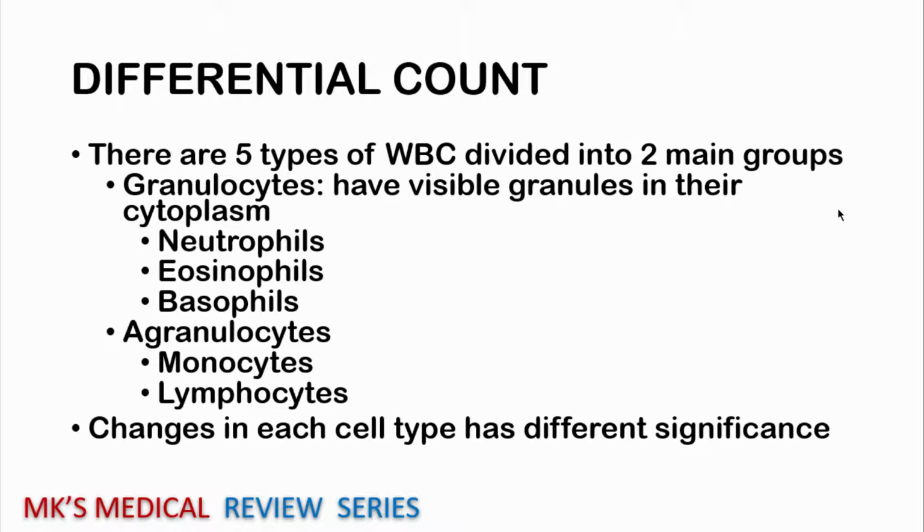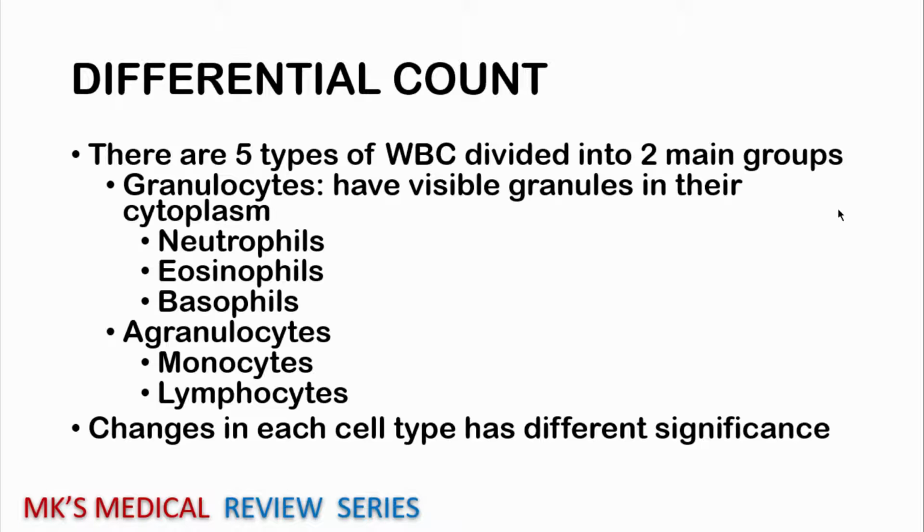So when you come to the differential count, there are about 5 types of white blood cells that are divided into 2 main groups. You have granulocytes, which have these visible granules in their cytoplasm. You can have neutrophils, which are not acidic or basic. They have a mixture of both, so they pretty much have neutral granules. Then eosinophils have these acidic-like granules. Basophils have these bluish granules. And then you have agranulocytes, which do not have granules in the cytoplasm that can be visualized. Things like monocytes that are eventually going to differentiate into macrophages, and lymphocytes.